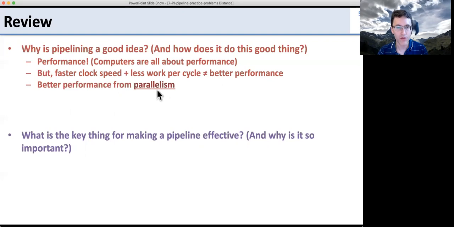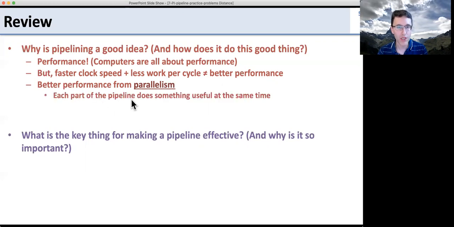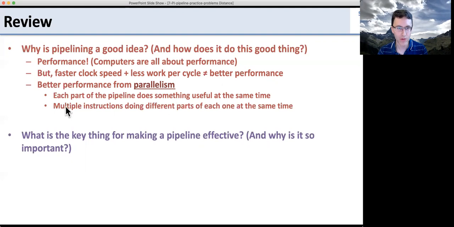You get better performance from parallelism. It's not that you're doing each thing faster because each thing is now smaller when you're pipelining, but each part of the pipeline is doing something useful at the same time. So we have multiple instructions doing different parts at the same time. So we use the whole processor for a whole bunch of instructions at the same time. We do them in parallel. That's how we get performance.